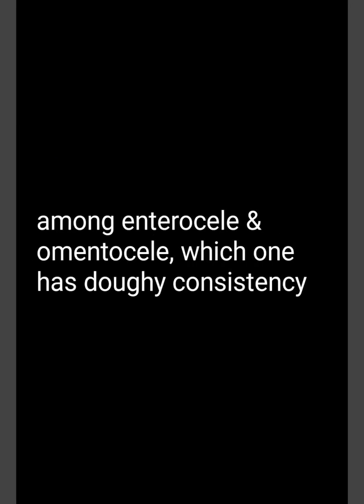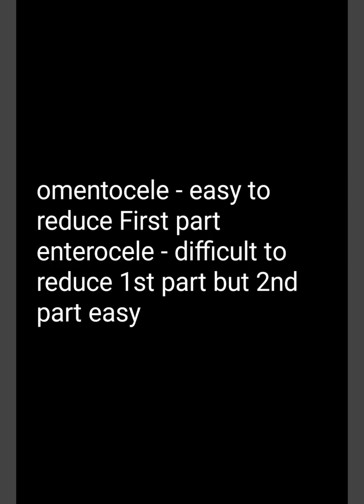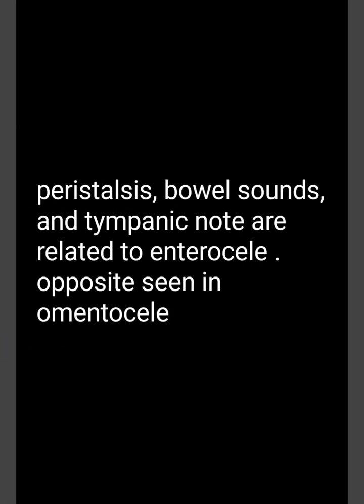Among enterocele and omentocele, which one has doughy consistency? Omentocele. Reducibility in enterocele and omentocele: omentocele is easy to reduce in the first part. Enterocele is difficult to reduce in the first part but the second part is easy. How to differentiate enterocele from omentocele? Peristalsis, bowel sounds, and tympanic note are related to enterocele. The opposite is seen in omentocele.